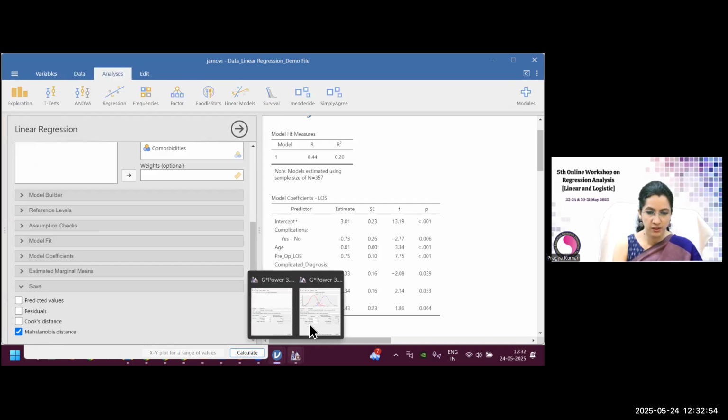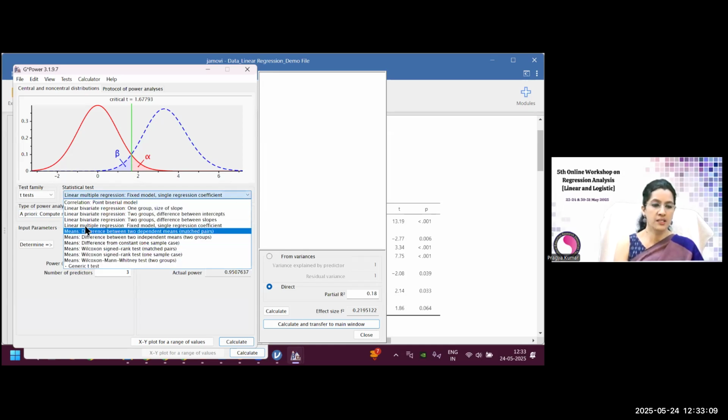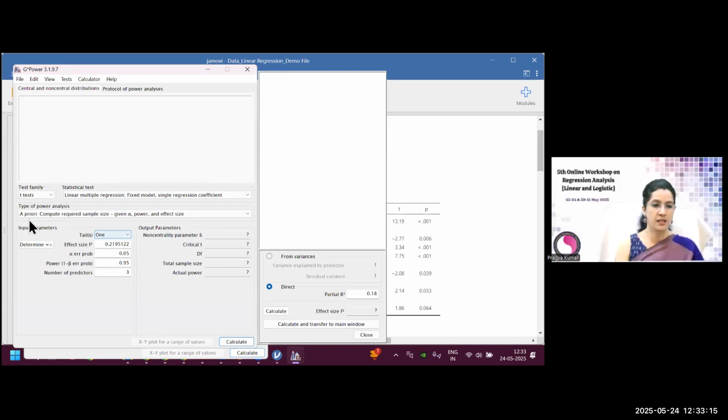And again, there was one question by one participant regarding the sample size. So if you open this G*Power, and here from the statistical test window, if you just use this drop down menu, you can see linear multiple regression, single regression coefficient. So I will click this, and then you have to use that determine. When you click this determine, there are two options. Either you do it by variances, or you use direct. In direct, you can use partial R square or R square. R square was 18% in our case, so I have entered that.